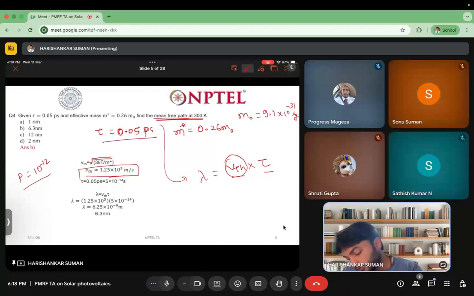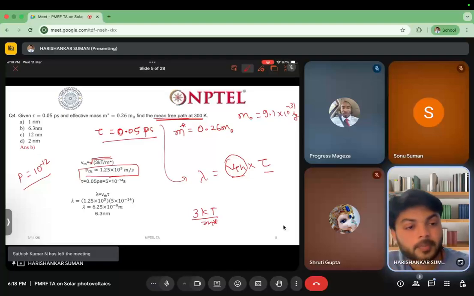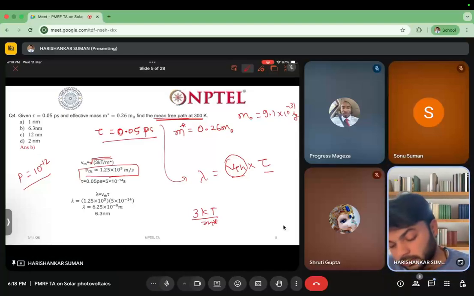So how do you know where the KT by M comes from? This is actually a three-dimensional system, so we have to apply X, Y and Z. Every direction has half KT.